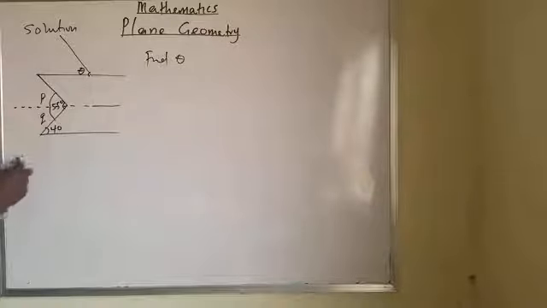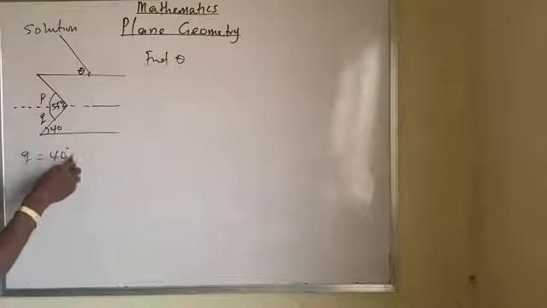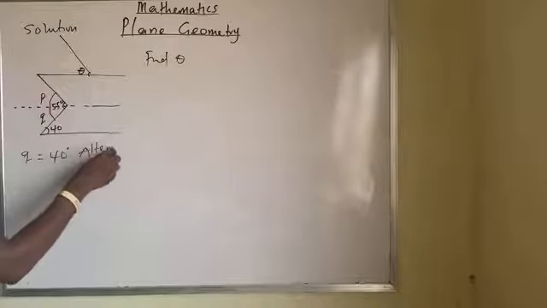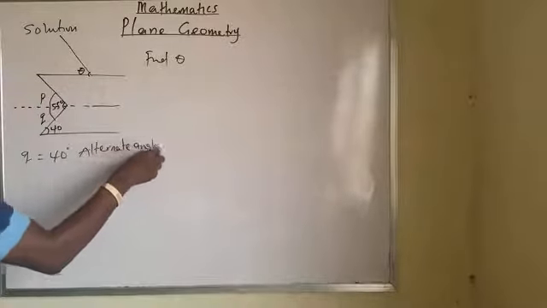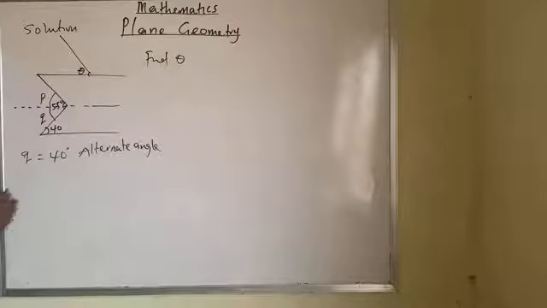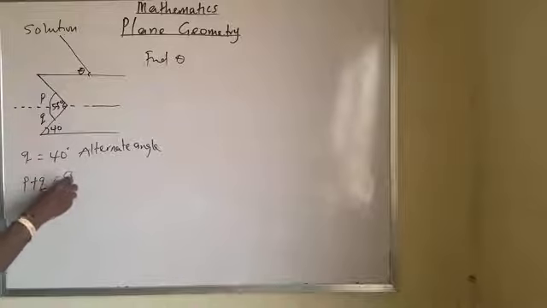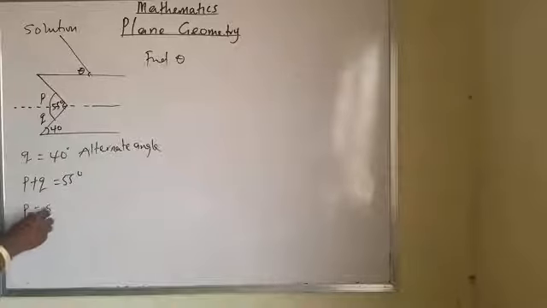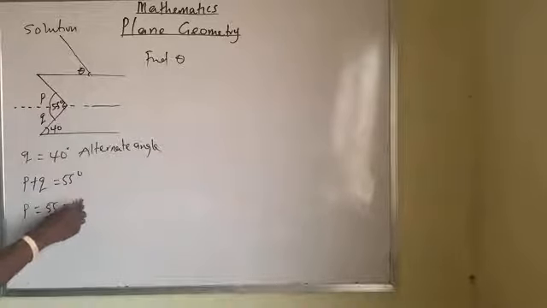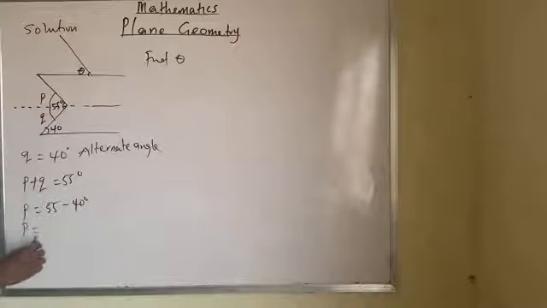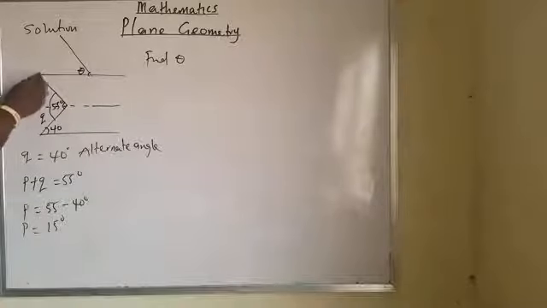With what is on ground, I can say that my Q equals 40 degrees, which is called alternate angle. Since I have that, I can say that P plus Q equals 55 degrees. It means my P will be equal to 55 minus 40 degrees, which is my Q. Now my P will be 15 degrees. Now, this and P are alternate.